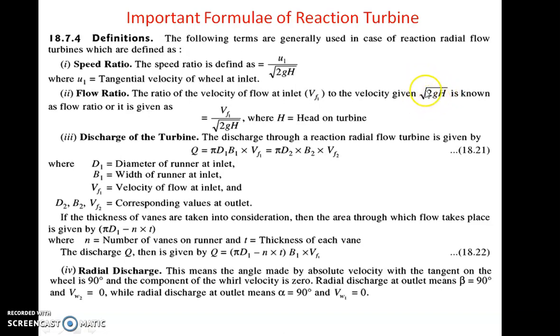Okay, it is only the assumption. Okay, root 2gh, that is the velocity. Corresponding, so flow ratio is Vf1 upon root 2gh. That you have to remember, these two definitions.